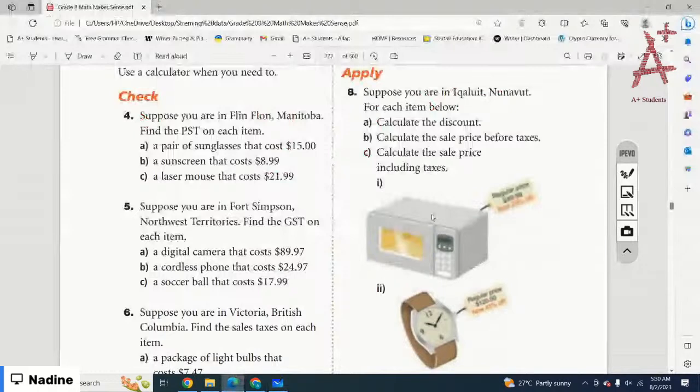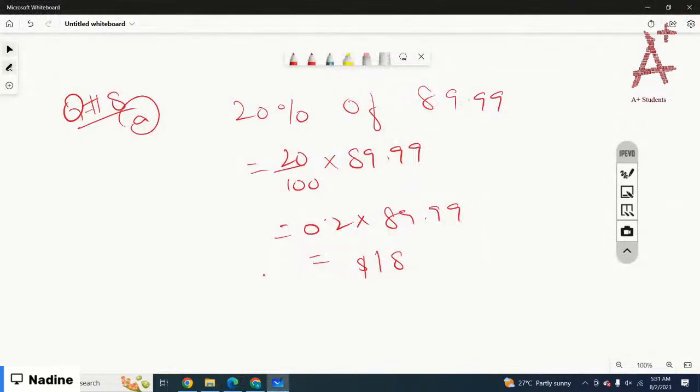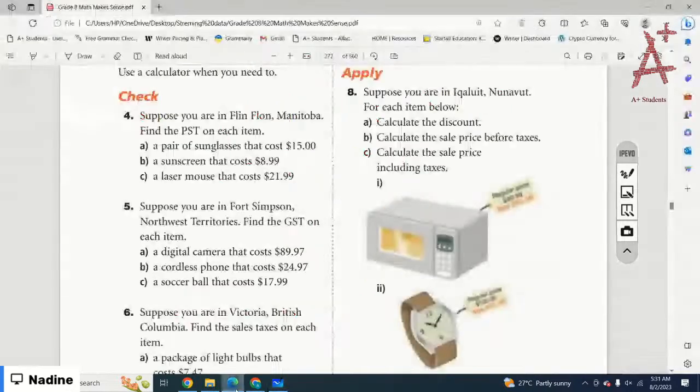The B part is calculate the sale price before taxes. Okay, $18 off on the microwave. So originally it is 89.99 and now you have $18 off. So 89.99 minus 18 is 71.99. Got it? That means right after the discount it is 71.99. Got it?